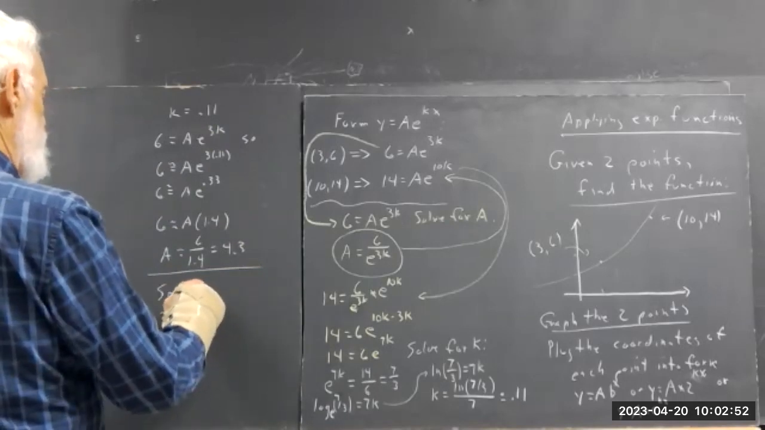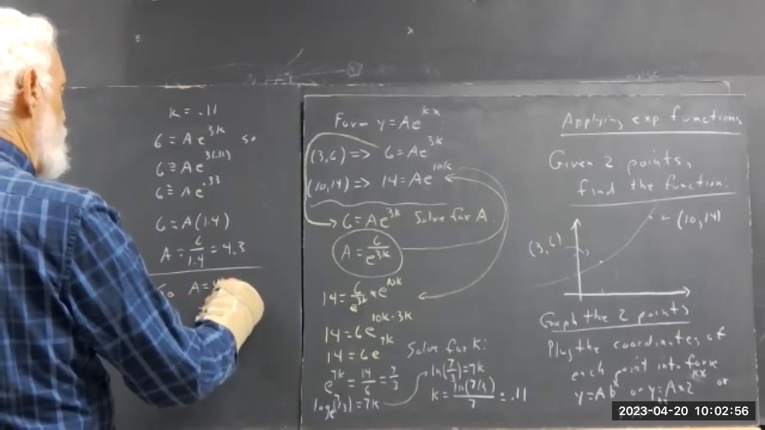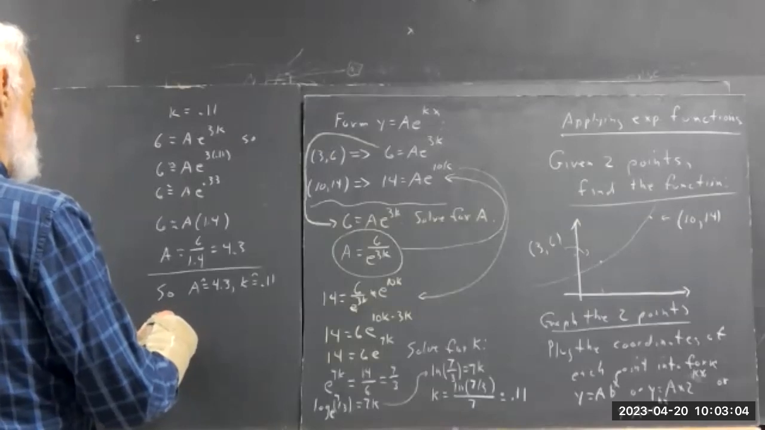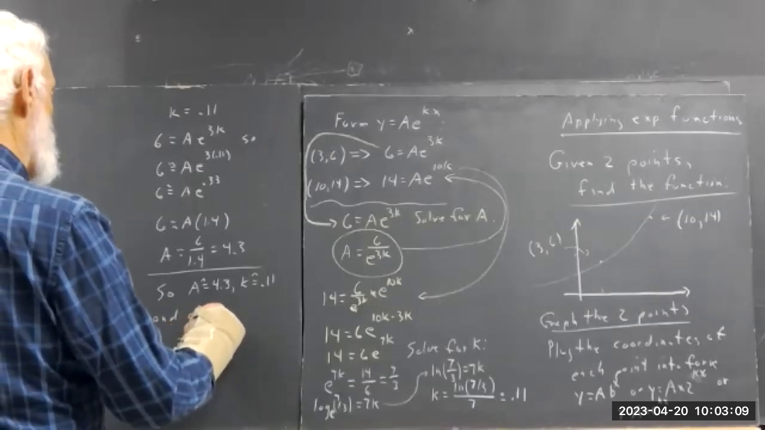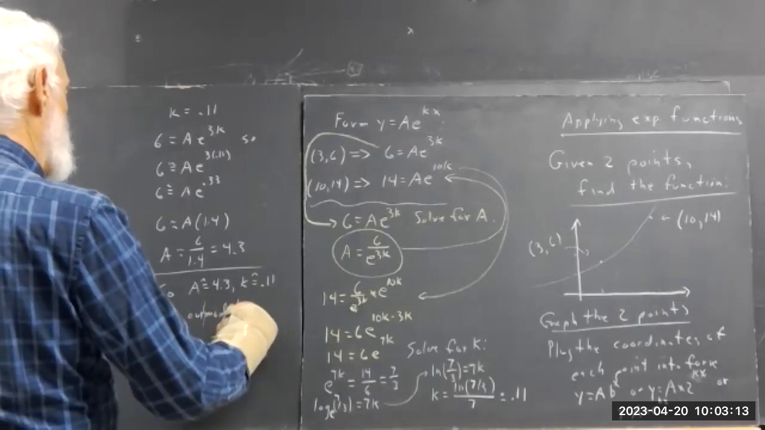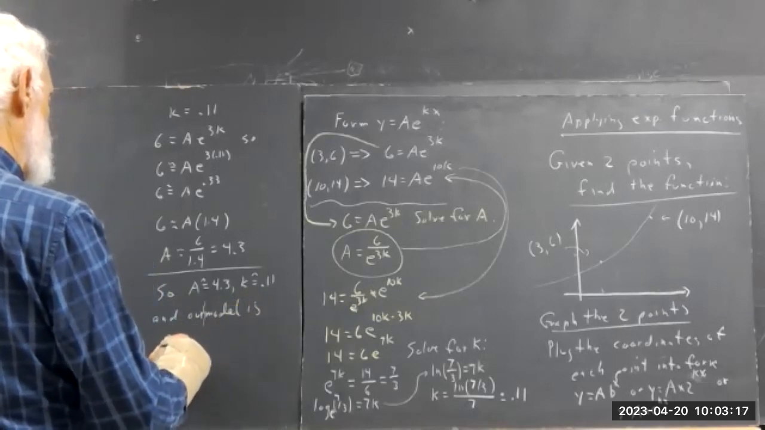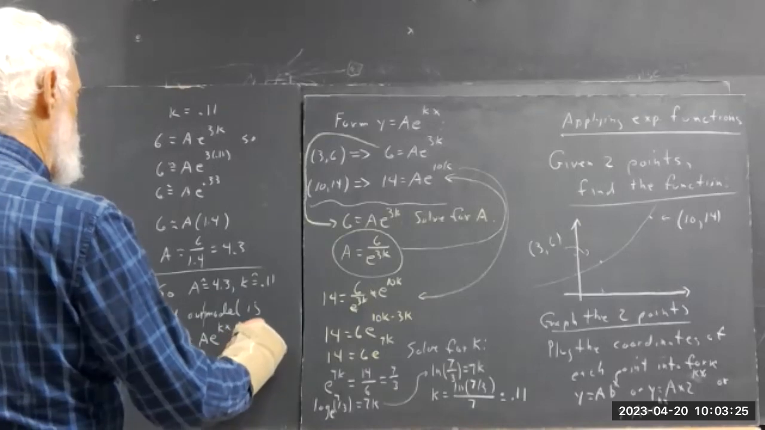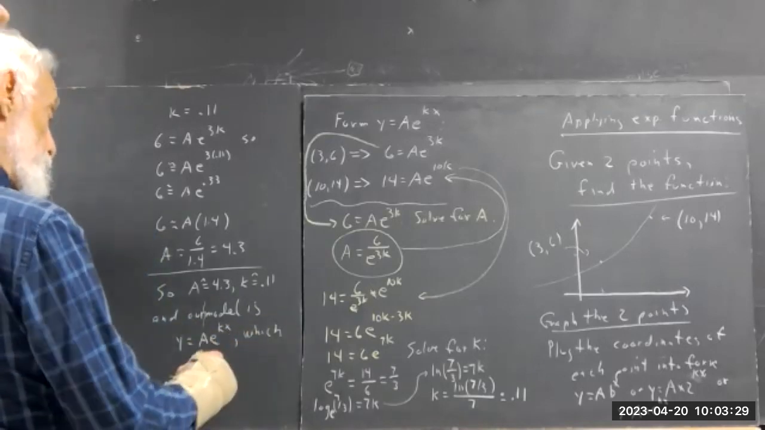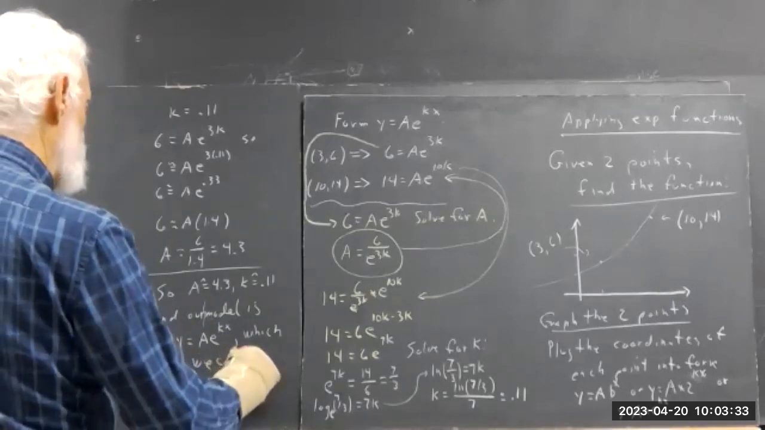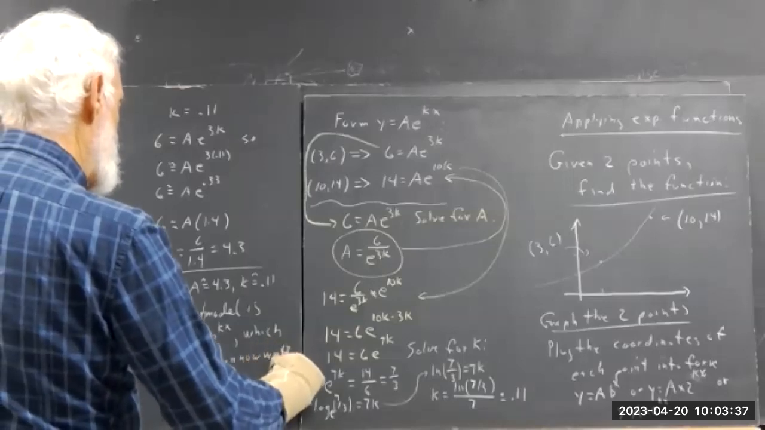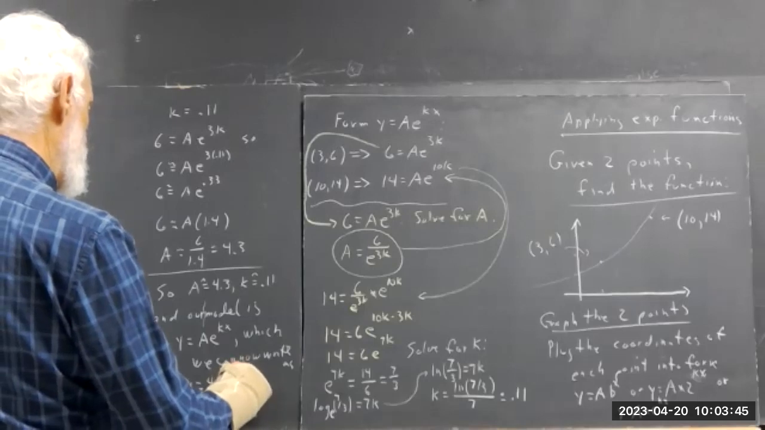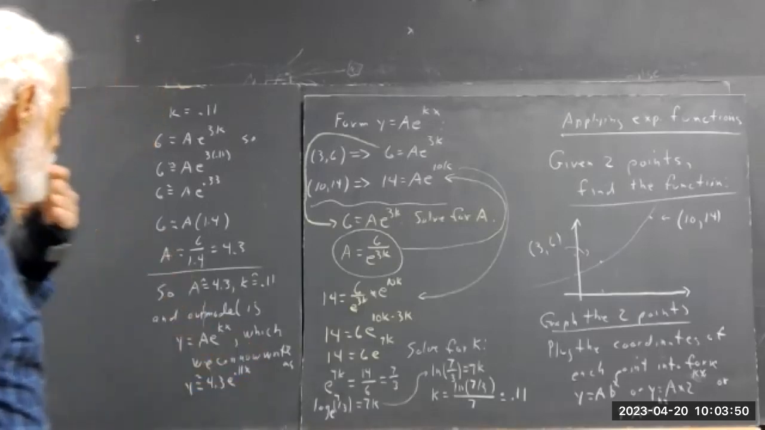So A is 4.3, k is 0.11 approximately. And our model is y equals A e to the kx, which we can now write as y is approximately 4.3 times e to the 0.11x.